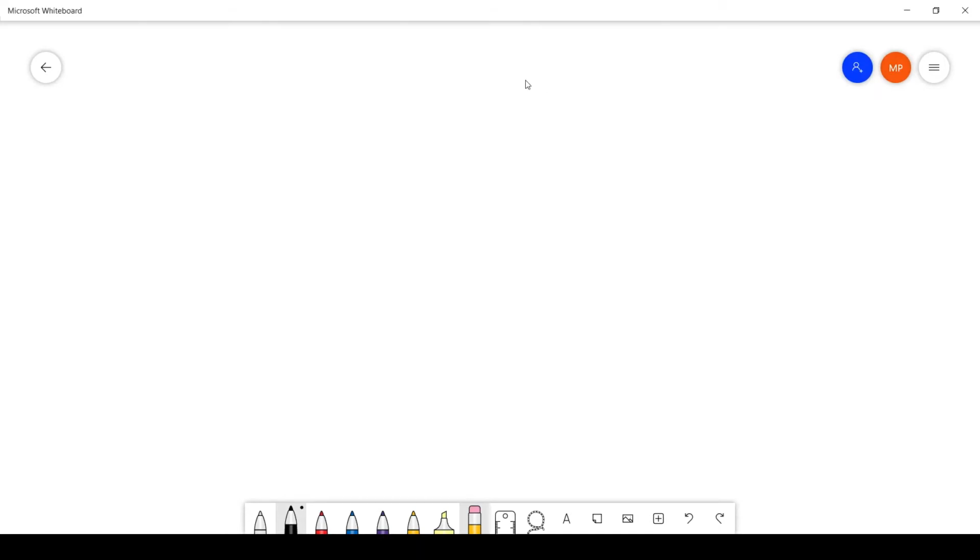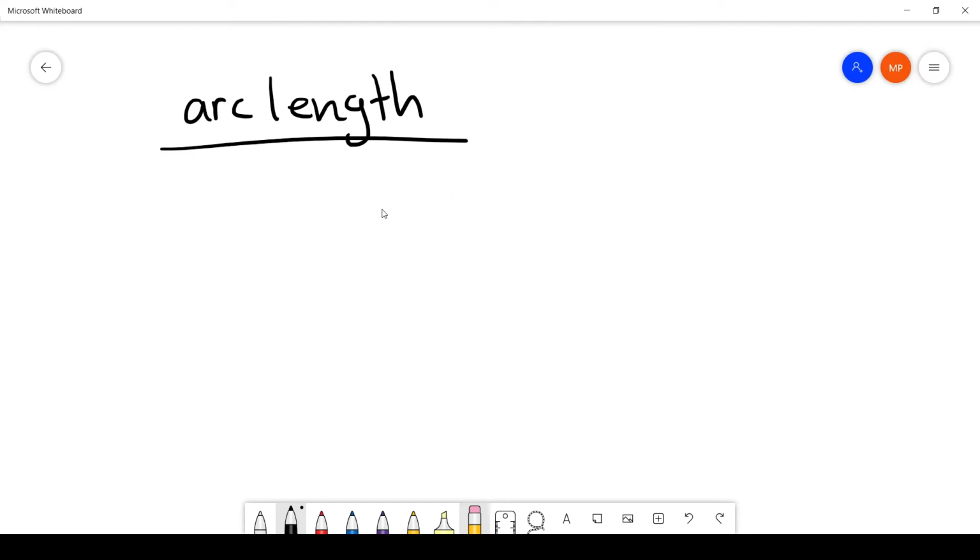All right, hello everyone. So today we're going to be looking at arc length. And specifically, how do we calculate the arc length from any point from a to b of some function f of x? So why don't we look at this more visually? So let's say we have this function on this graph.